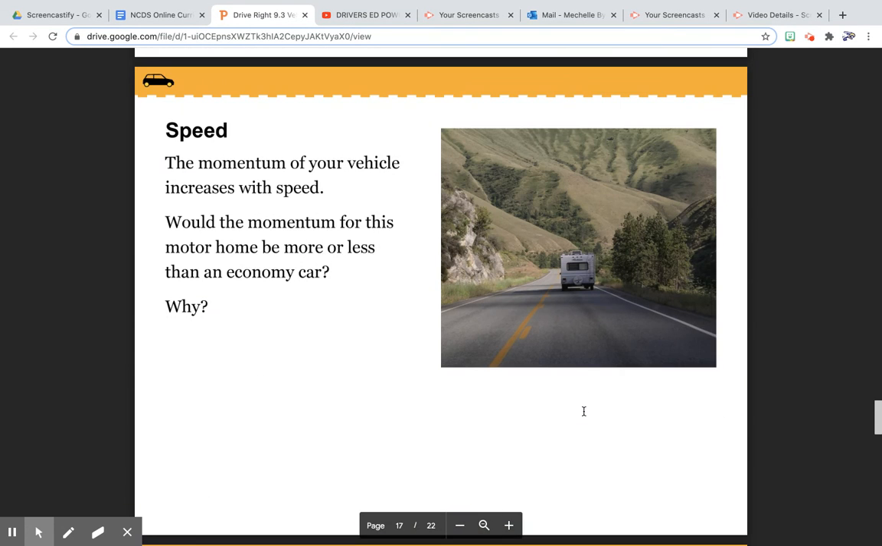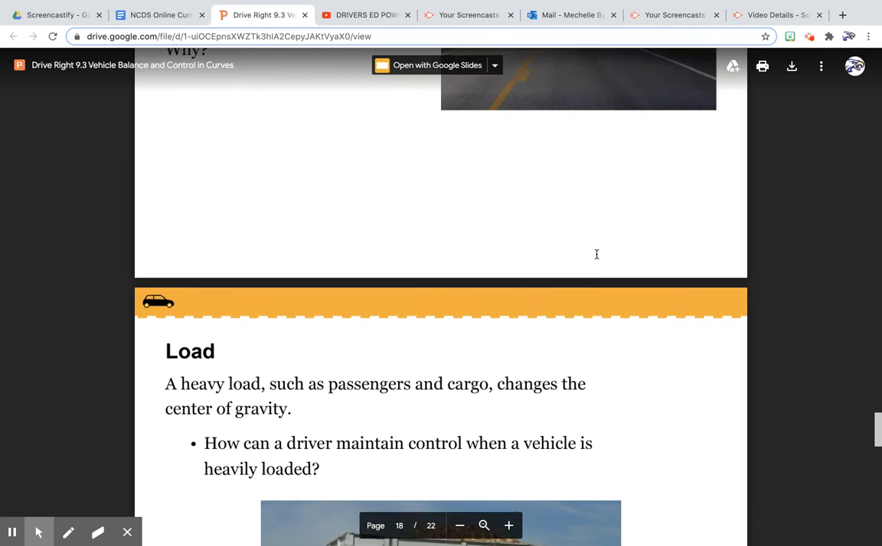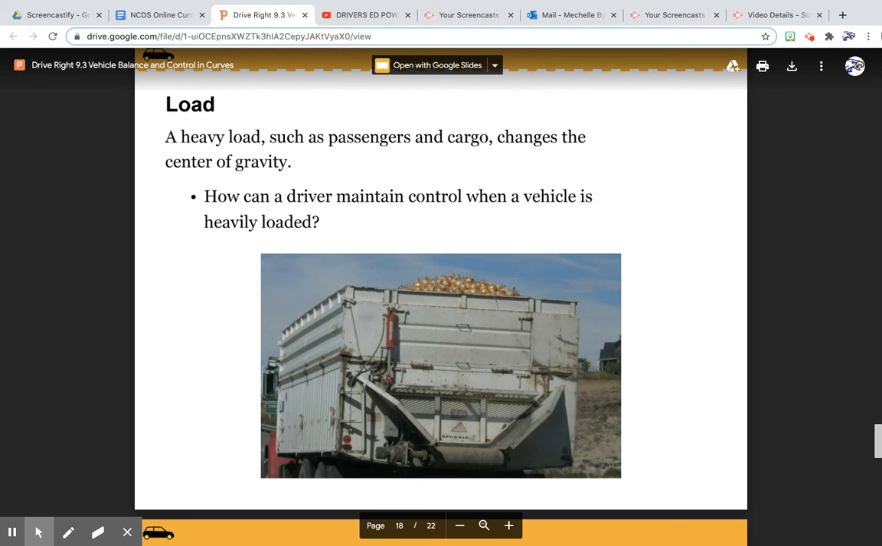Speed. The momentum of your vehicle increases with speed. Would the momentum for this motorhome be more or less than an economy car? Why? Think about the weight. Load. A heavy load, such as passengers and cargo, changes the center of gravity. How can a driver maintain control when a vehicle is heavily loaded?